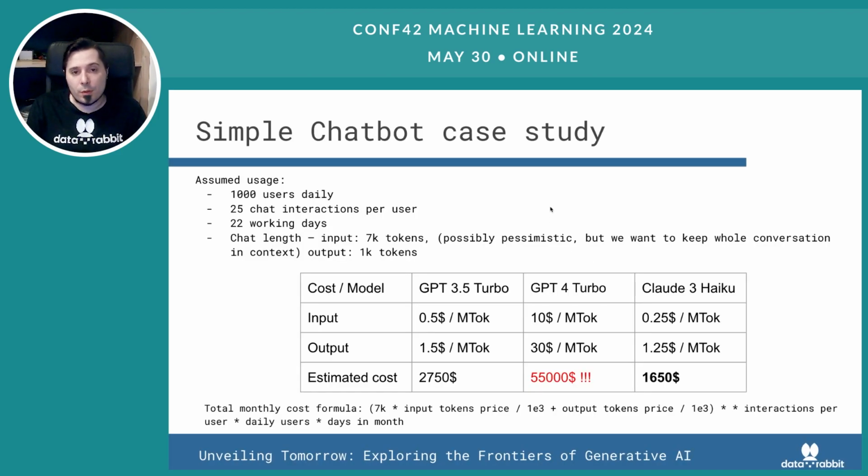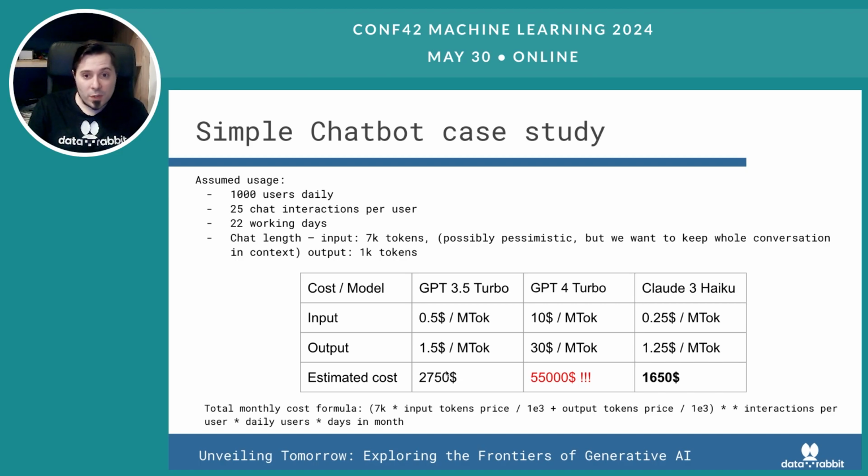So, a simple chatbot case study. We had a chatbot application with 1,000 users daily, 25 chat interactions per user. It works only on working days, so excluding the weekends, we have 22 within a month. For the chat length, we input 7,000 tokens, possibly pessimistic, but we want to keep the whole conversation in context, and we assume we will output 1K tokens. When we do the calculations with GPT-3.5 and account for all of that, for such a simple chatbot, it costs almost $3,000.